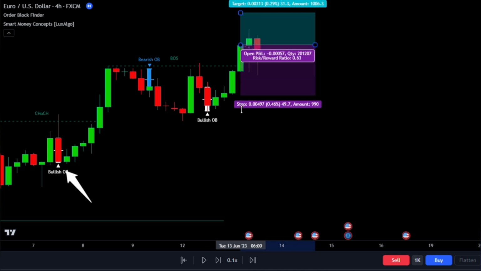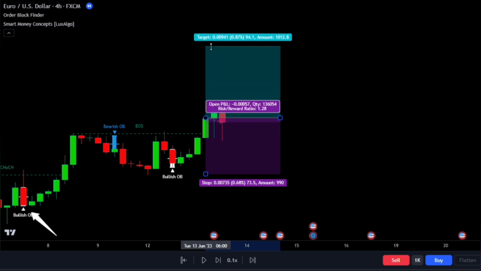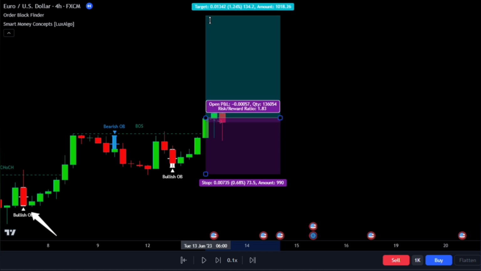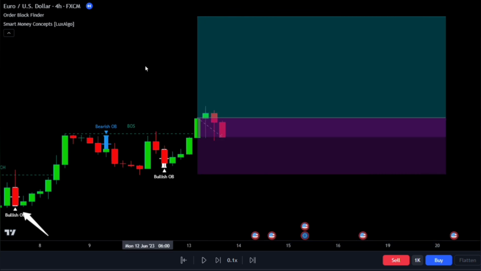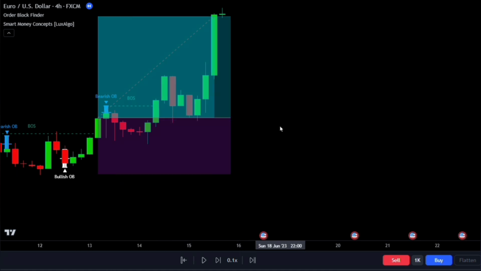For the stop loss, we set a point below the lowest recent price level, which acts as a safety net in case the trade doesn't go as planned. And for the profit target, we aim for a gain of 1.8 times the amount we're risking in the trade. We let the trade play out and hope to reach our profit goal.